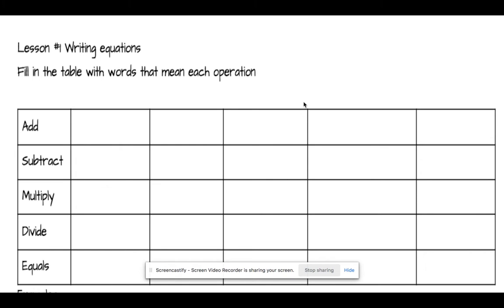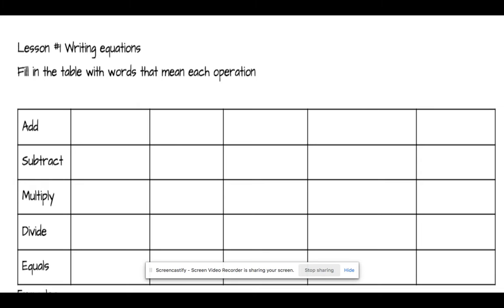Hi guys, this is lesson 1, writing equations. There are so many different words that we could add into each one of these boxes. You should have your note page and you should be filling in the boxes as we go. Stop the video as you need it so that you have time to write in all the words.